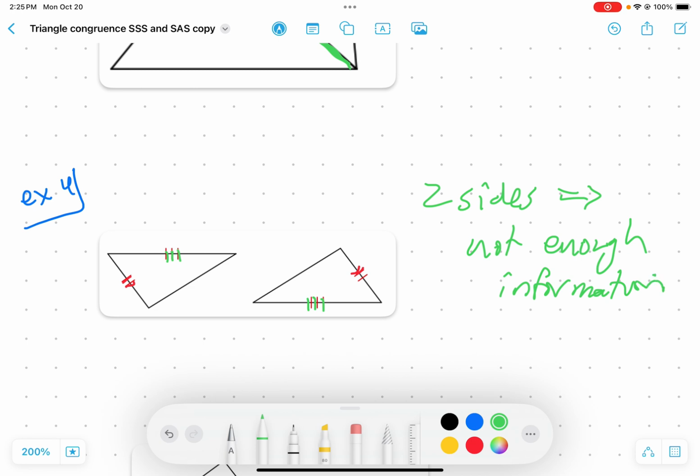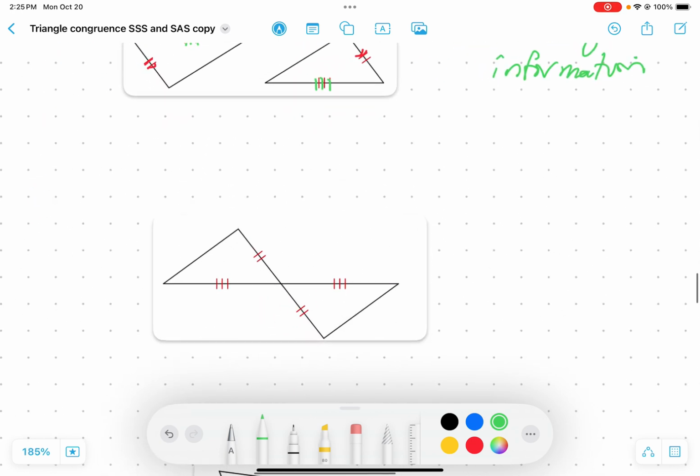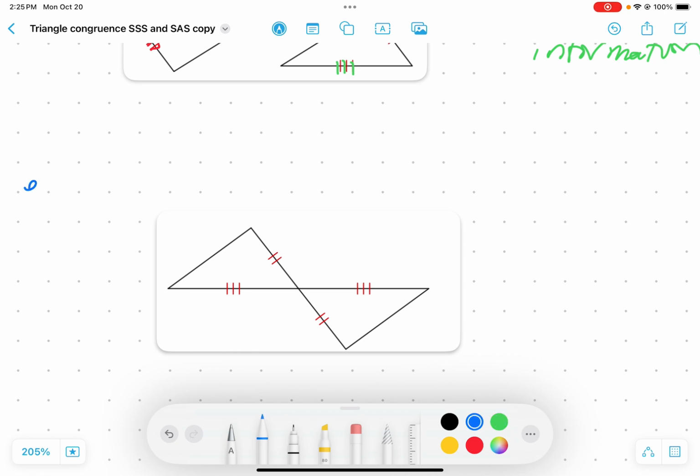Okay, let's do another one. Okay, so take a minute and look at this one. You're gonna have to look at some different pieces to see what do you think is congruent. So first I just see the obvious ones. This side matches this side. This side matches this side. But what do you notice? You hopefully should notice something about your angles here.